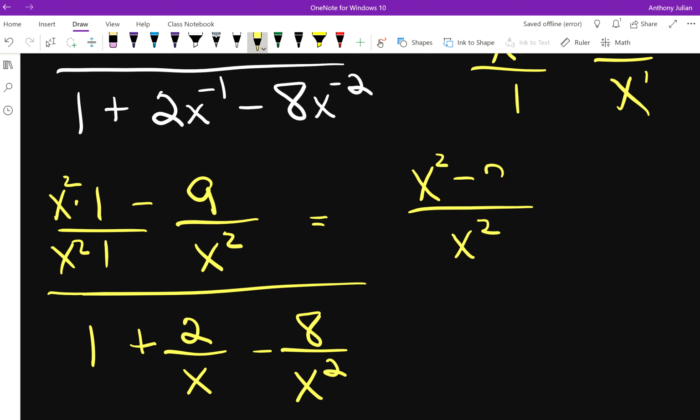minus 9. Oh, there's that difference of 2 squares, so you know you're going to be factoring that. But just kind of slow down and enjoy the ride. Enjoy what we're figuring out here.